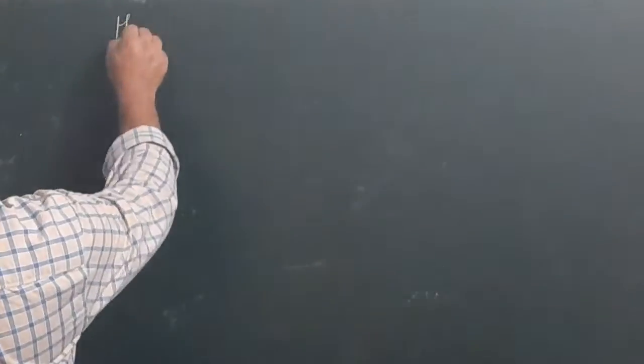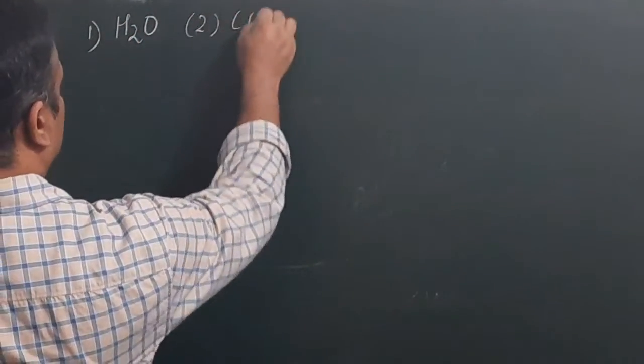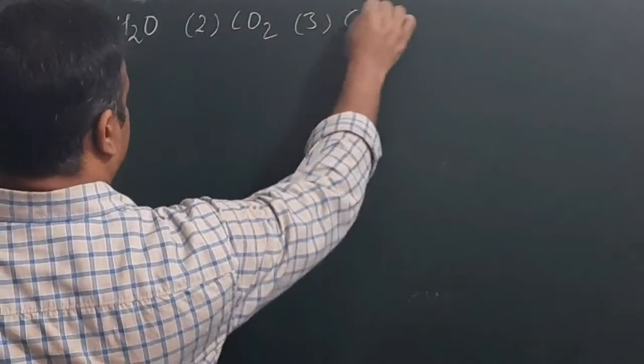Now we are going to solve NCERT exercise. So to solve NCERT exercise, first question is calculate molecular mass of the following. We have to calculate molecular mass of first H2O, second CO2 and third CH4.